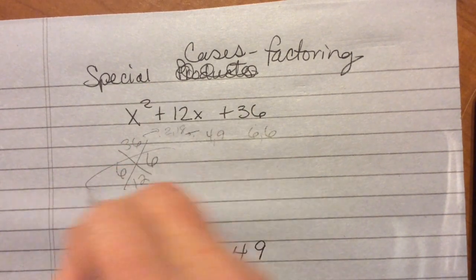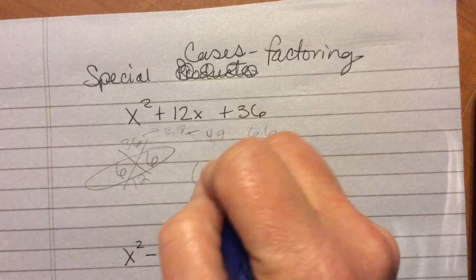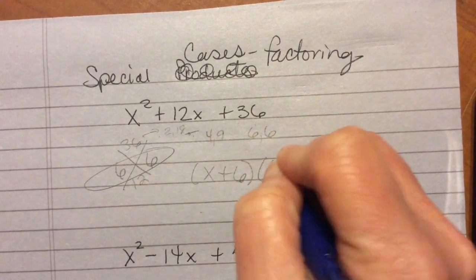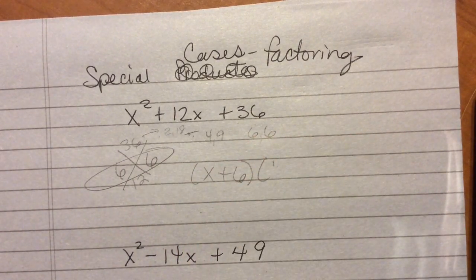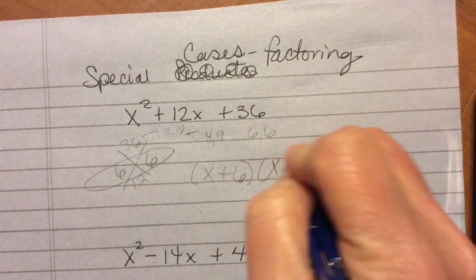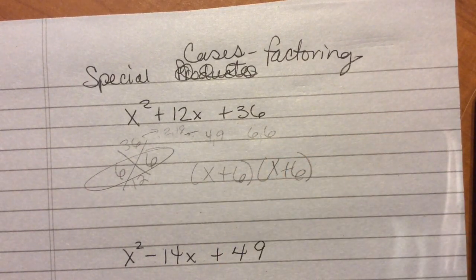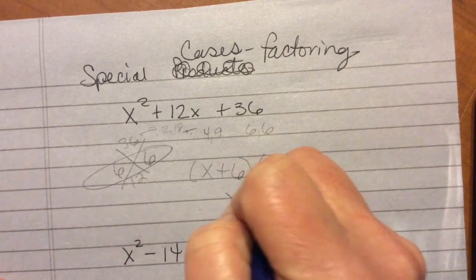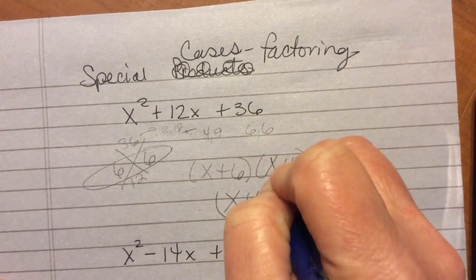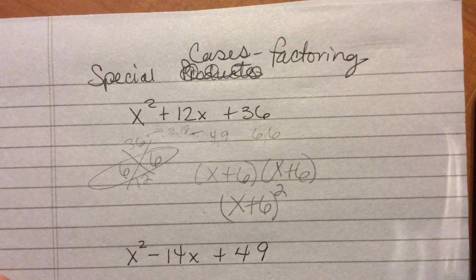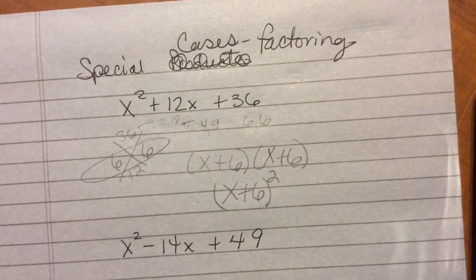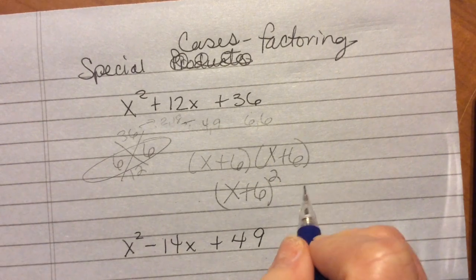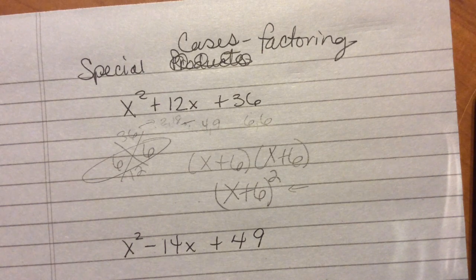Okay, so we know we're going to use the middle, and it'd be written as x plus 6, and then x plus 6. Okay, so you can write it like that, or you also can write it as x plus 6 squared. Okay, that's another way to write it. Either way is right. This would be the most right, I guess you want to call it, and that's what you would see on any kind of testing.